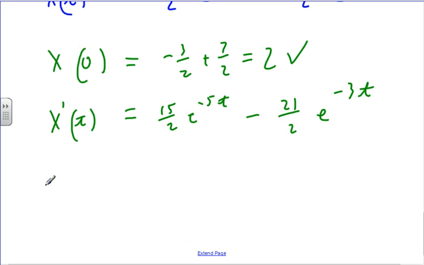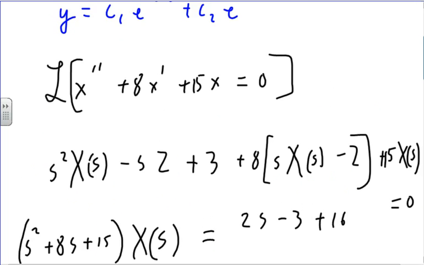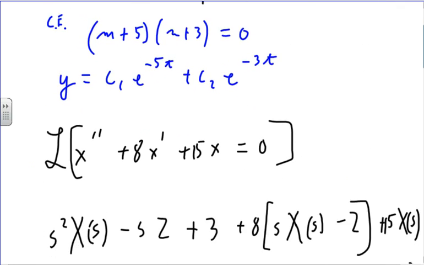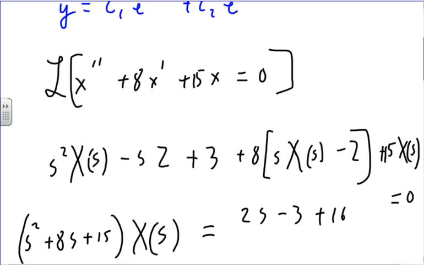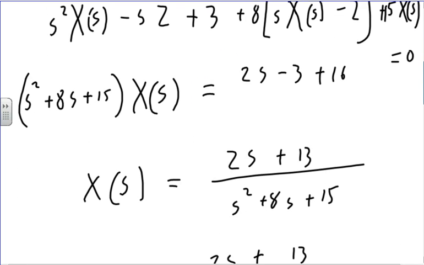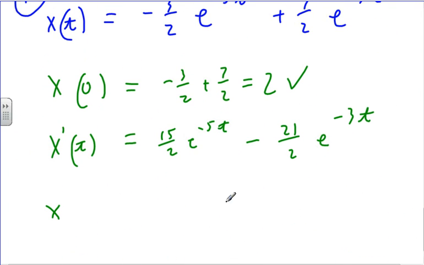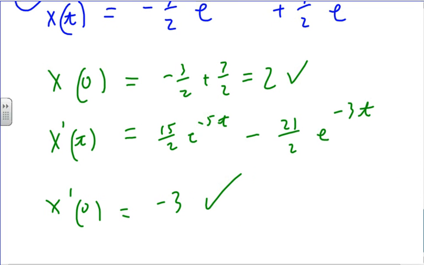And I find x prime at 0. What is it supposed to be? It's supposed to be minus 3. Why am I not getting minus 3? It is. It is minus 3. Oh. X prime at 0 equals minus 3. Check. Well, if the initial conditions check, then the whole problem must be right, so I won't bother to check it any further. So, should I check it further?